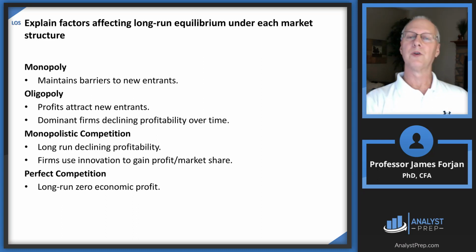Now, in order to establish long-run equilibrium in an oligopoly market, you've got to understand that there are profits, and those profits attract new entrants. But those profits are going to decline over time, especially for the dominant firms. There's also declining profitability under monopolistic competition, but remember that those firms try to differentiate or brand their product lines to generate profit or market share. And then under perfect competition, I've said this before, long run economic profit is zero.